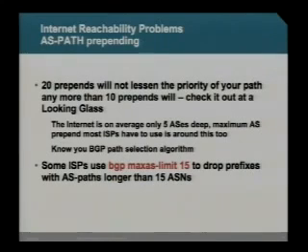Some ISPs actually use this thing, max AS limit. What this does, it will drop prefixes with AS paths longer than 15 ASNs. Okay, so if a prefix comes in and the AS path is 30 long, boom, it'll be ignored. Okay, some people put this in.